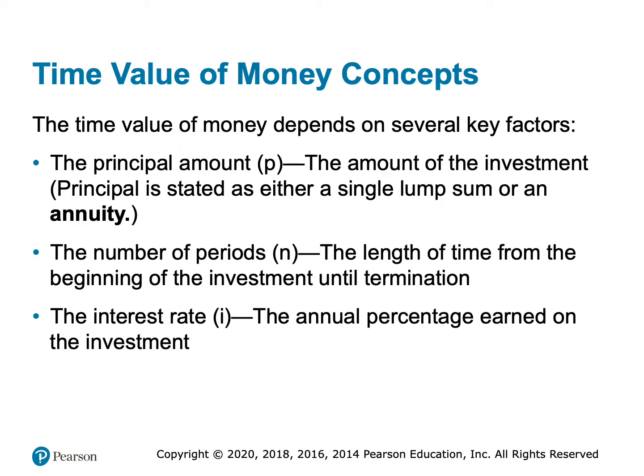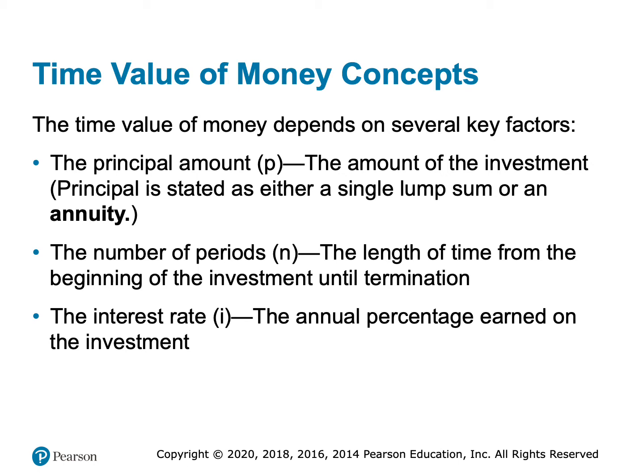So when we calculate the present value, we need to know three things. First of all, we need to know the principal amount. The principal is the amount of money. It's either a single lump sum amount or it's an annual amount. And if it's an annual amount, we call it an annuity. And we'll talk about that more in a minute. We need to know how long this is going to happen for. What's the number of periods? For our purposes, the periods will always be years, but periods could be months, they could be weeks, they could be quarters. And then we need to know the interest rate.